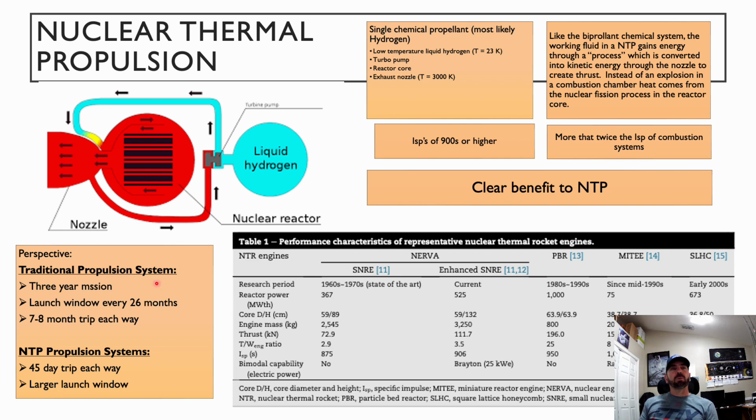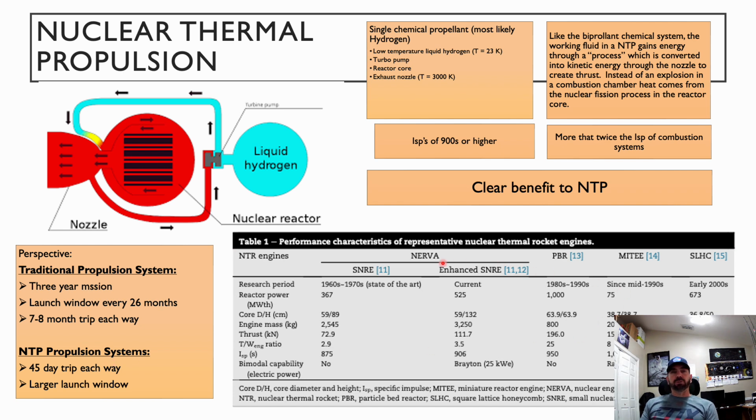With a traditional propulsion system, the mission is at least 3 years, with launch windows only every 26 months, and a 7 to 8 month trip each way. With the higher ISP nuclear thermal propulsion systems, the trip is reduced to 45 days each way, with a much larger launch window, less restrictions.